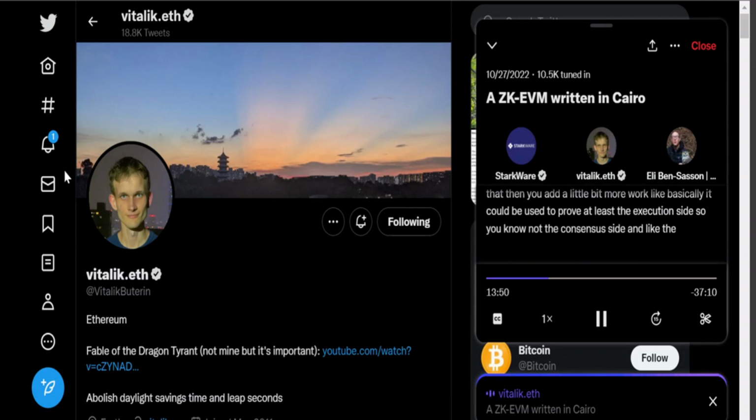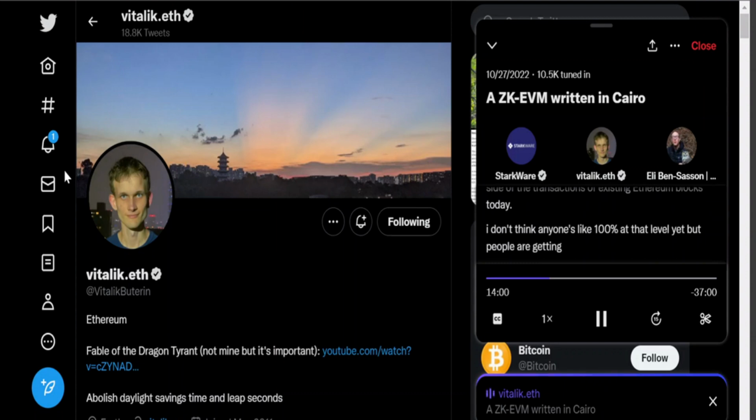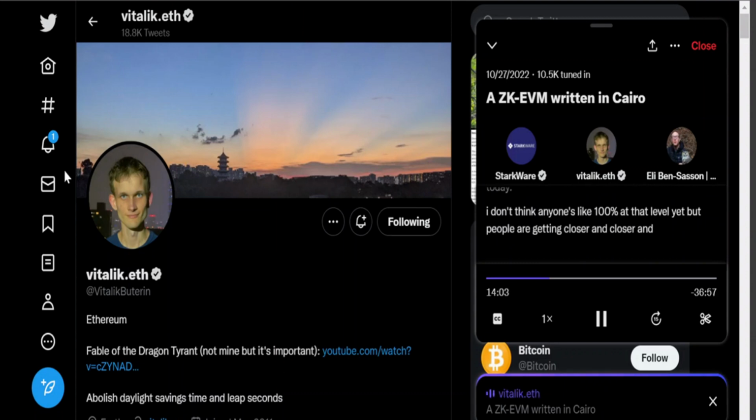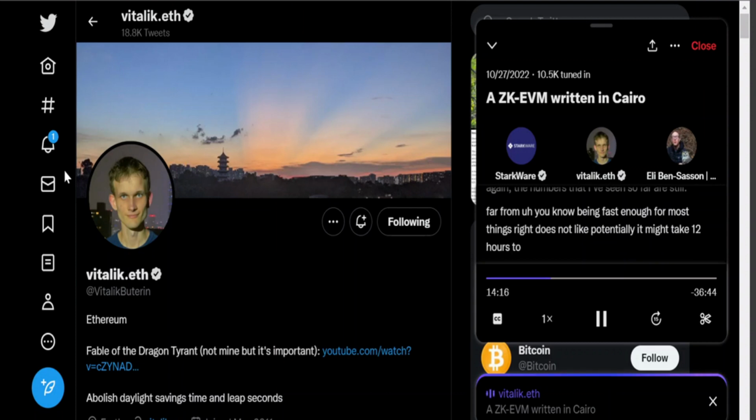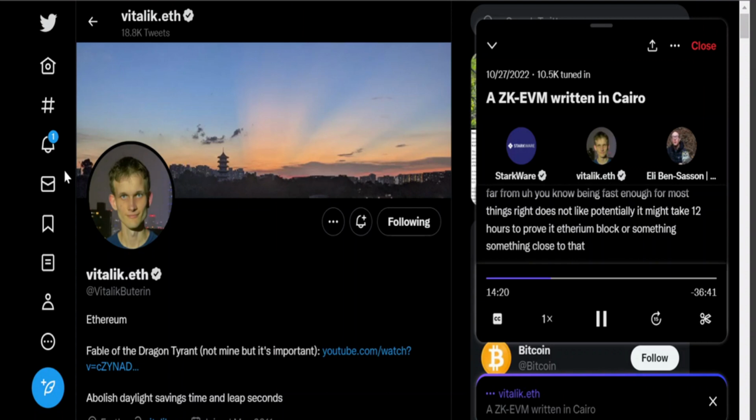So not the consensus side and the proof of stake signatures, but just the execution side of the transactions of existing Ethereum blocks today. I don't think anyone's 100% at that level yet, but people are getting closer and closer. And again, the numbers that I've seen so far are still far from being fast enough for most things, right? Potentially it might take 12 hours to prove an Ethereum block or something close to that. And so that can still be useful for rollups if you do some clever thing where you add proofs after the fact instead of proving in real time.